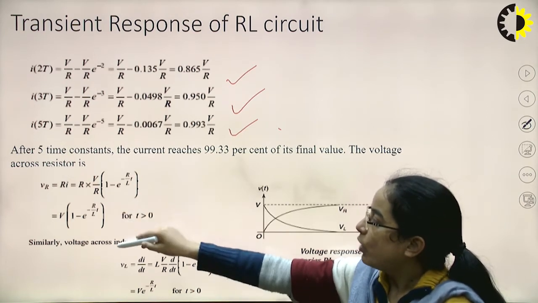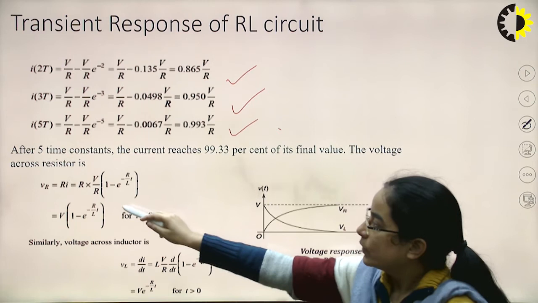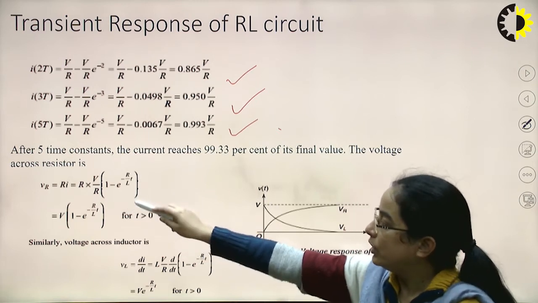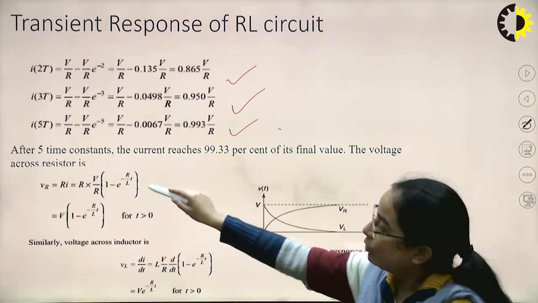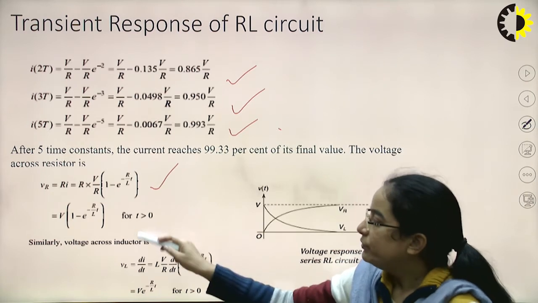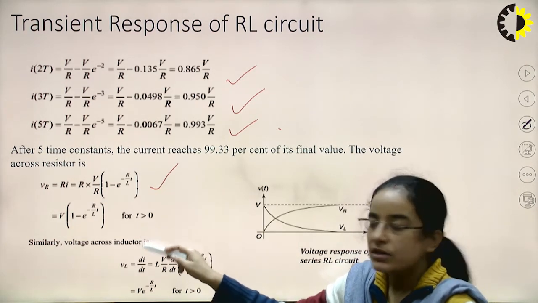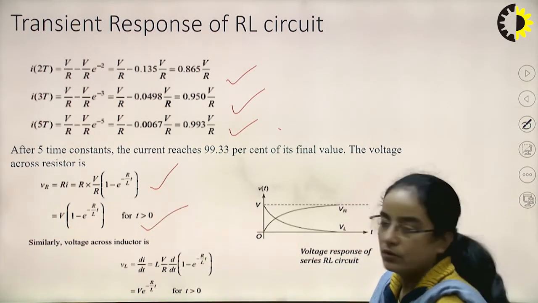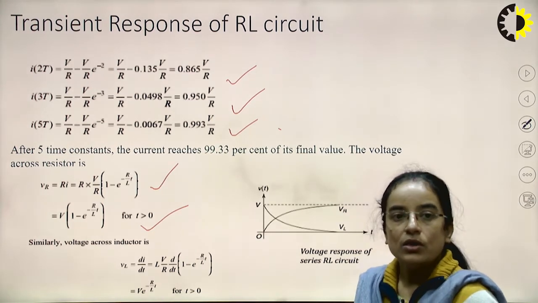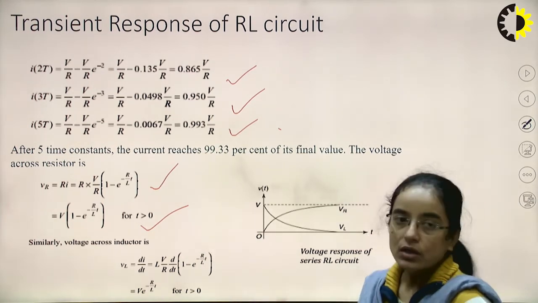So R into I, instead of I, what we had written, V by R into 1 minus e to the power minus R by L into T. Okay, so it will be V into 1 minus e to the power minus R by L into T when T is greater than 0. So this is the voltage across the resistor.